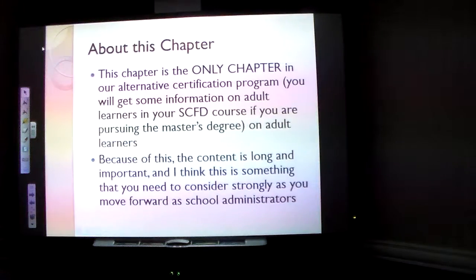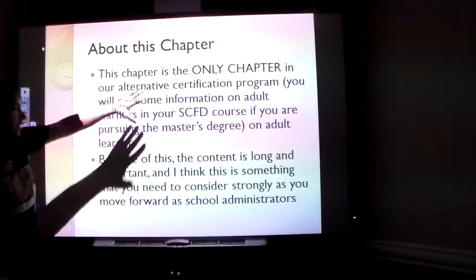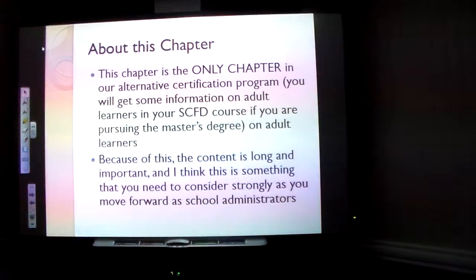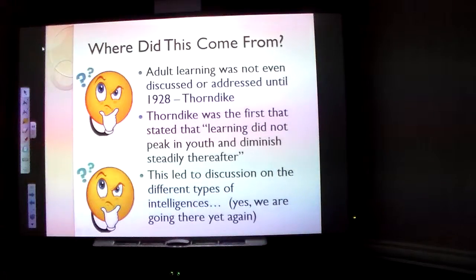This is the only chapter in alternative certification that actually goes over adult learners. And you'll get some if you take social foundations in the master's degree. The master's degree is going to give you the option, you'll have to take the research methods class, and then you take qualitative or quantitative. The qualitative class is social foundations, and it's going to give you information on adult learners. I think this is one of the longer presentations you'll see, but it's important, and it's something you need to consider strongly as you move forward as a future school administrator.